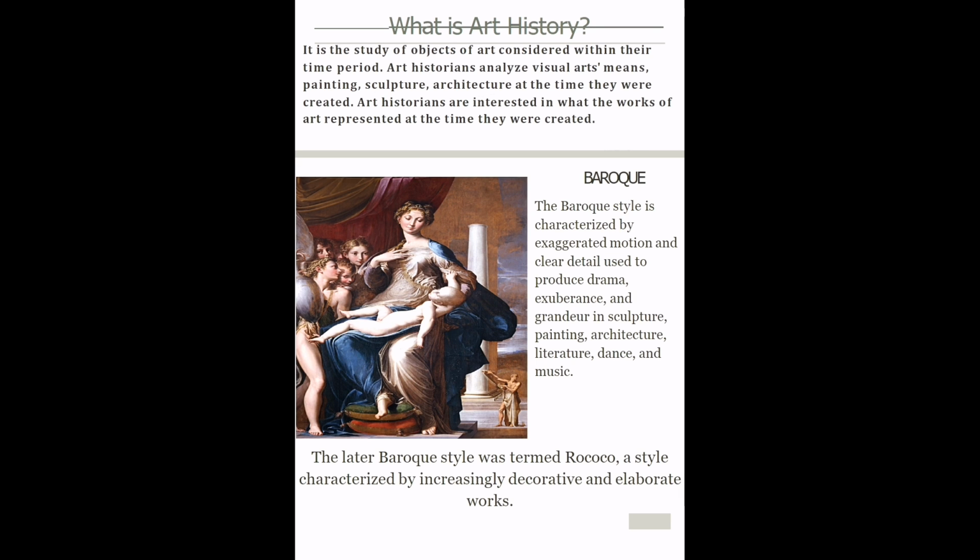What is art history? It is the study of objects of art considered within their time period. Art historians analyze visual arts, meaning painting, sculpture, and architecture, at the time they were created. Art historians are interested in what the works of art represented at the time they were created.